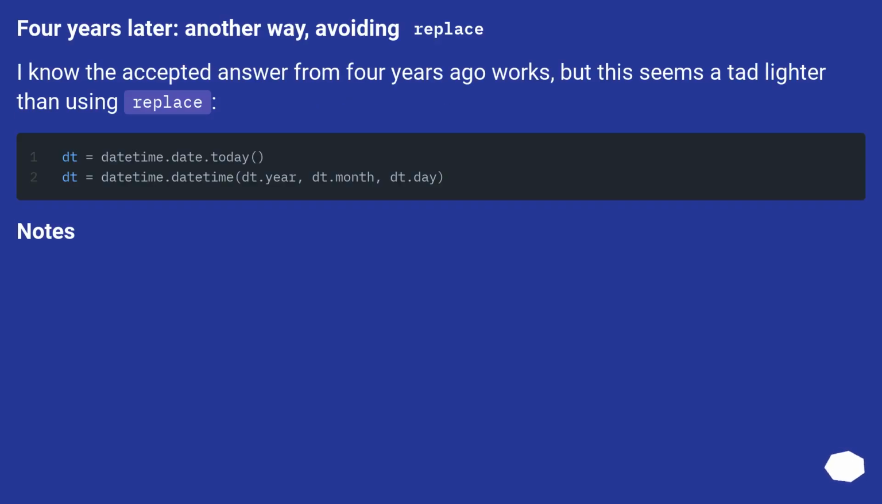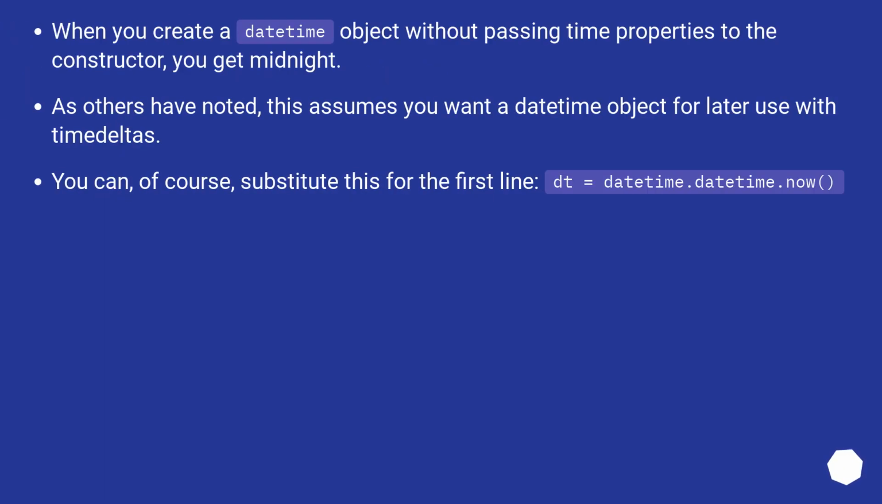"4 years later." Another way, avoiding replace. I know the accepted answer from 4 years ago works, but this seems a tad lighter than using replace. Notes. When you create a datetime object without passing time properties to the constructor, you get midnight. As others have noted, this assumes you want a datetime object for later use with timedeltas. You can, of course, substitute this for the first line: dt = datetime.datetime.now().